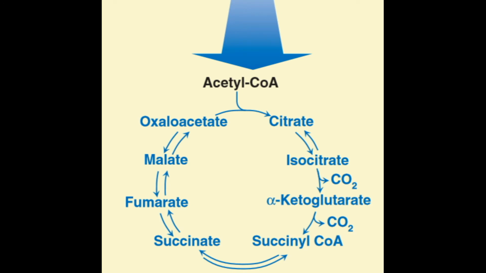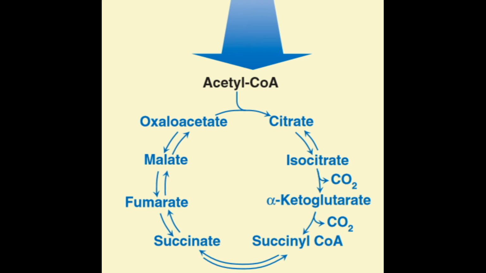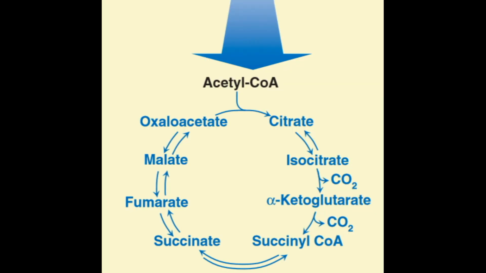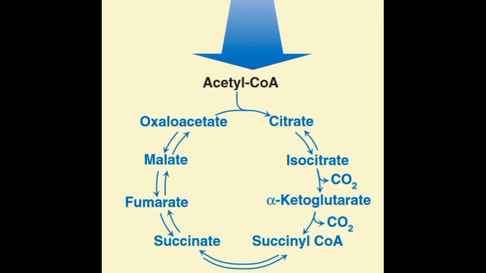And the next enzyme is succinate thiokinase, which converts succinyl coenzyme A into succinate. The next one is succinate dehydrogenase, converting succinate into fumarate. Next one is fumarase, which converts fumarate into malate. And in my last video, I mentioned the change of malate into oxaloacetate is by the enzyme malate dehydrogenase, and then the cycle repeats. You need to know that we lose an ATP in the third step.